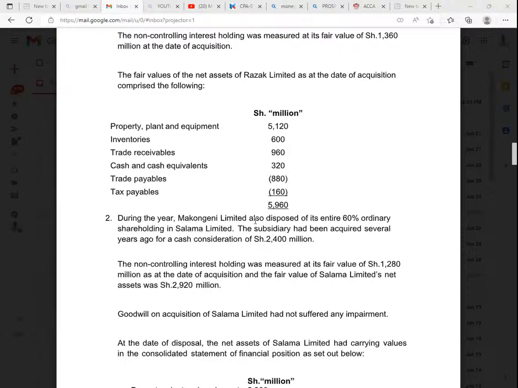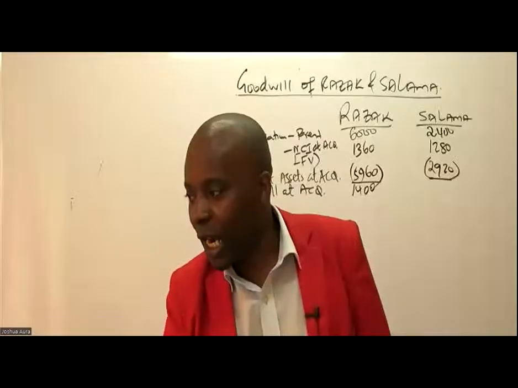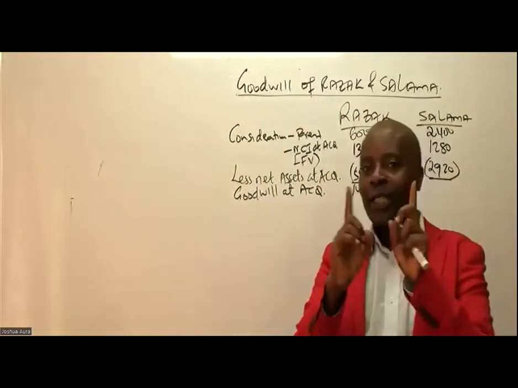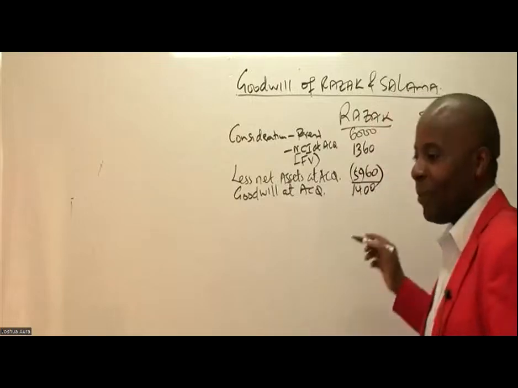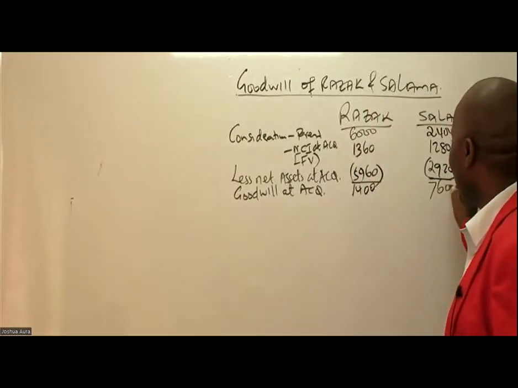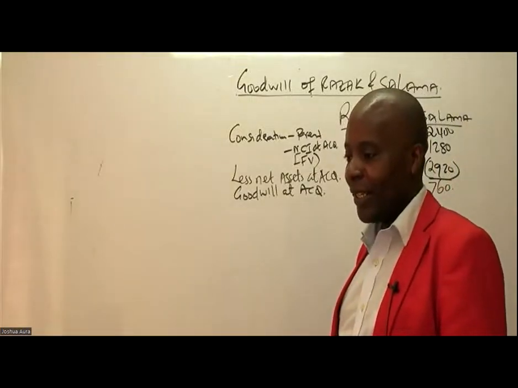And then we have net assets of Salama. We are told here that the fair value of Salama's net assets was 2920. Great. So this one I'm subtracting. Could you kindly give me the goodwill of Salama at acquisition, not at the date of disposal, at acquisition? So at acquisition, we are being told it is 760.